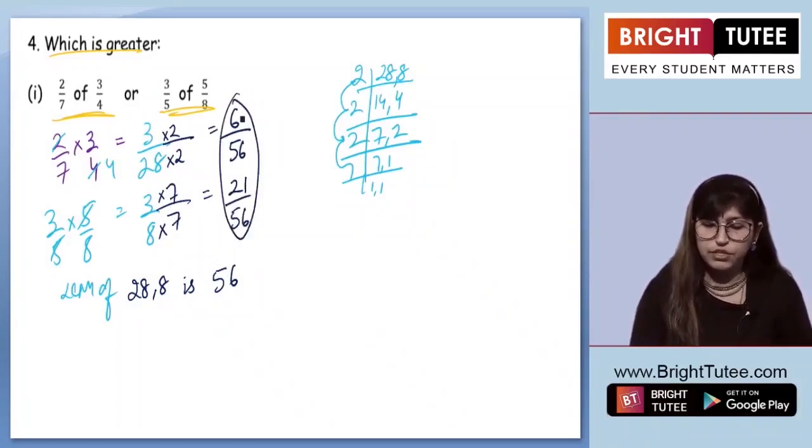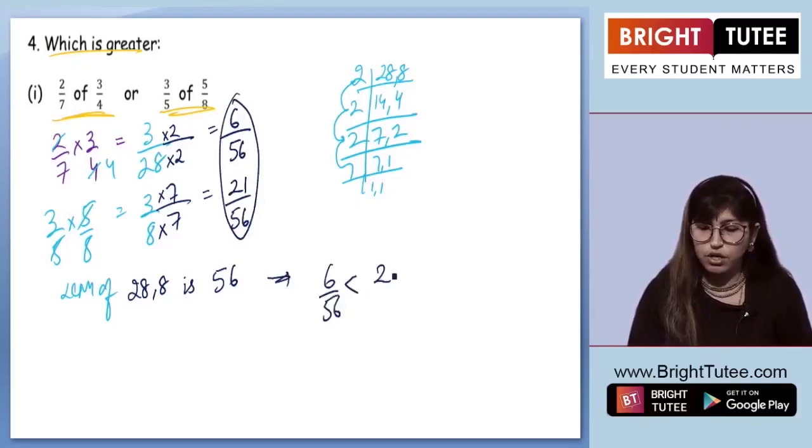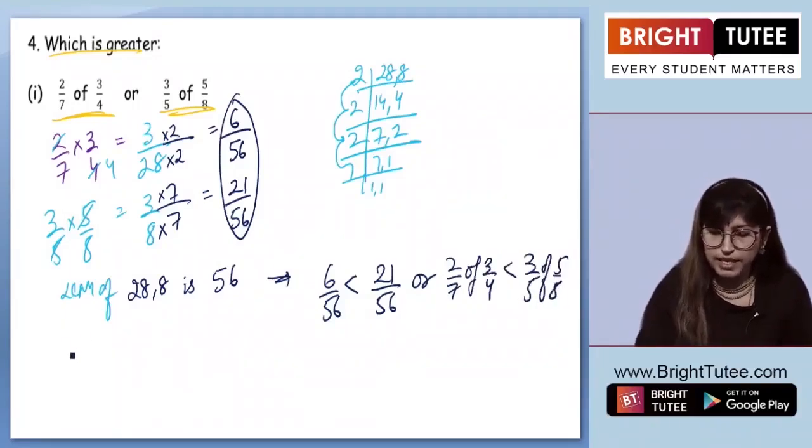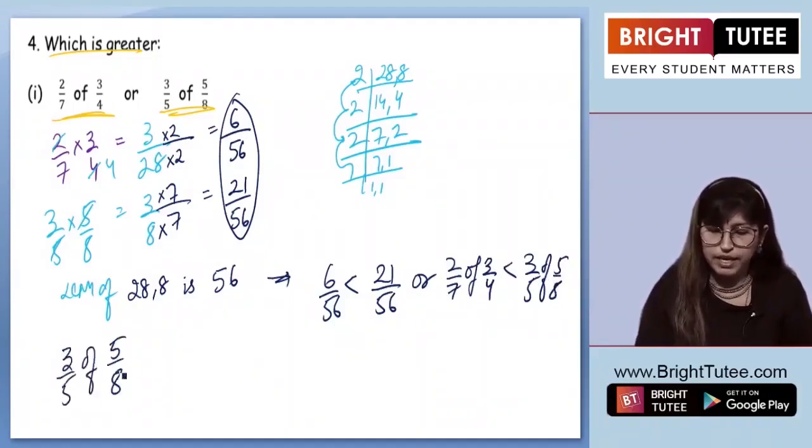Now comparing these two, we know that 6/56 is smaller than 21/56, or 2/7 of 3/4 is less than 3/5 of 5/8. So we can say that 3/5 of 5/8 is greater.